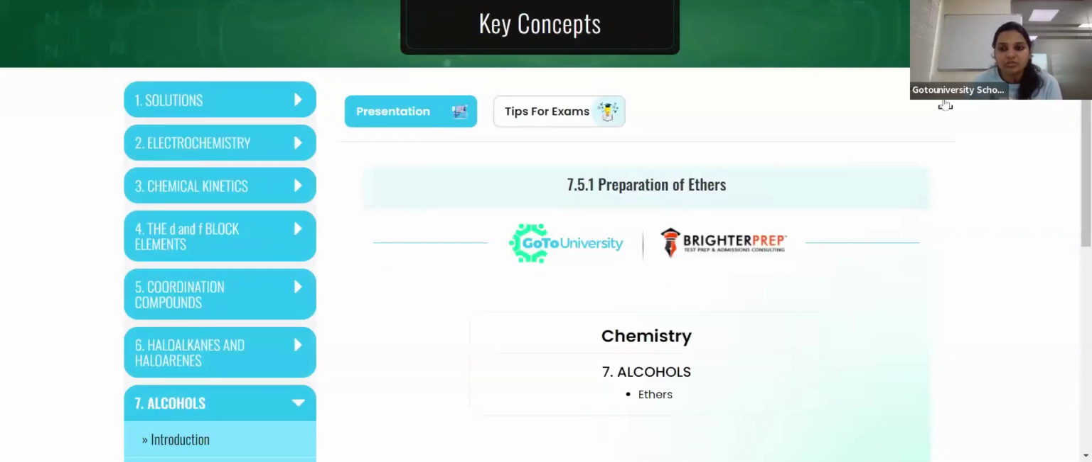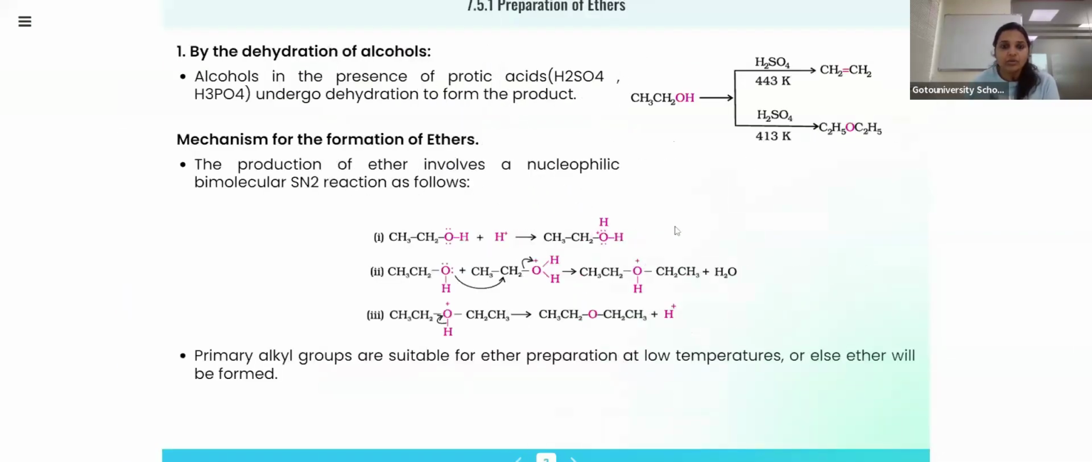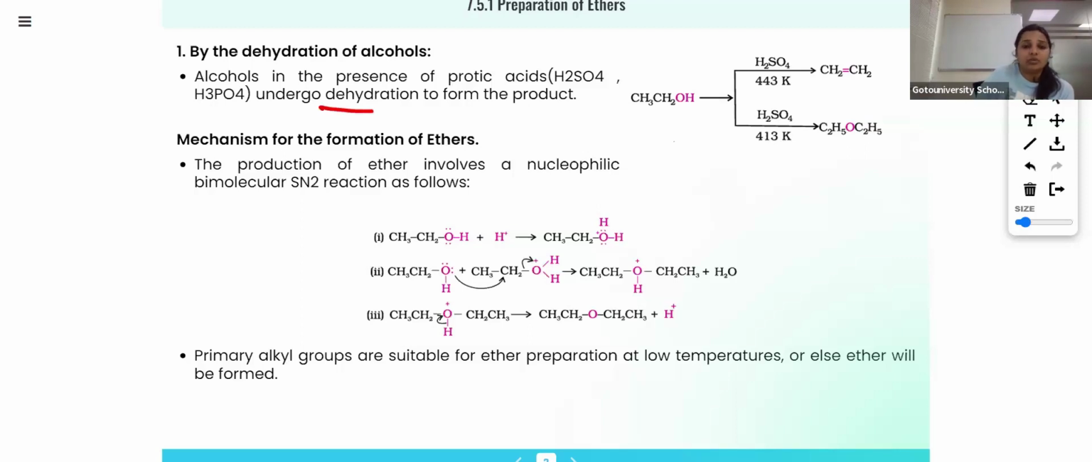First of all, we are moving to the preparation of ethers. Ethers can be prepared by different methods. The important method is from alcohol. Alcohol shows a reaction with protic acid. Protic acid means the acids containing hydrogen, that is H2SO4, H3PO4, phosphoric acid, sulfuric acid. They undergo dehydration to form the product.